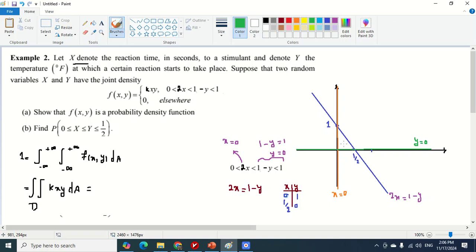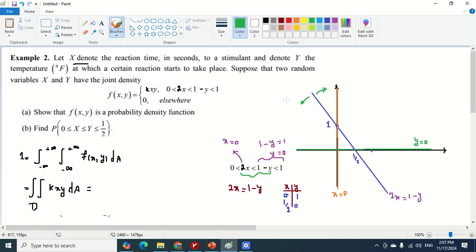Maybe the triangle should be restricted more. To determine the region, I should know what the region is for 2x less than 1 minus y. To find this part, for the equality we find that it's a line, but to know where 2x is less than 1 minus y, we should decide whether this region should be considered on the left side of this line or on the right side of this line.